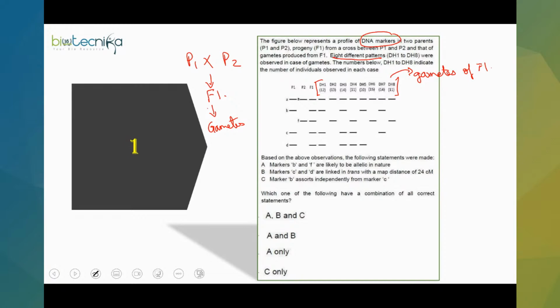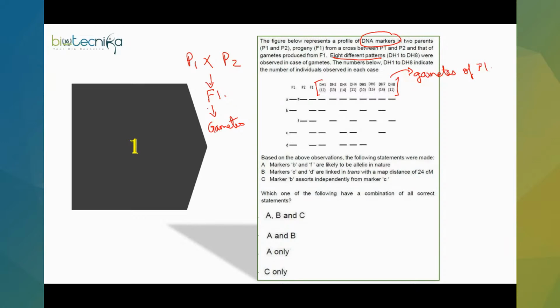Now, based on the above observation, the following statements are made. A: Markers B and F are likely to be allelic in nature. B: Markers C and D are linked in trans with a map distance of 24 centimorgan. C: Marker B assorts independently of marker C. We will check each of these statements one by one. Checking the first statement here, markers B and F are likely to be allelic.